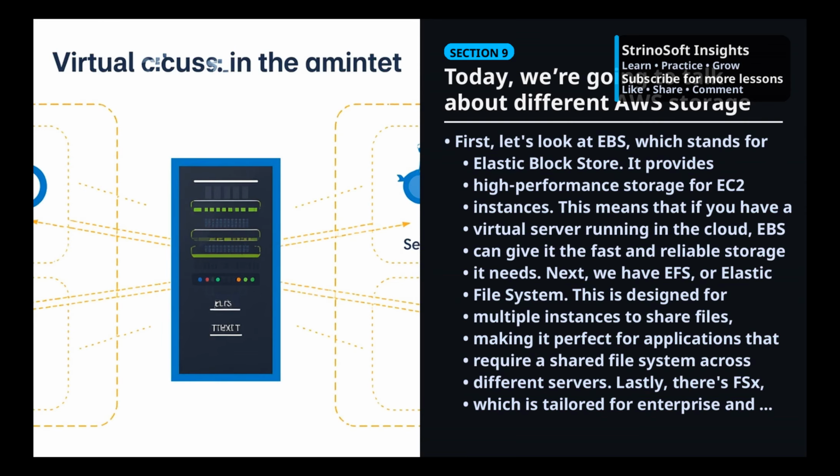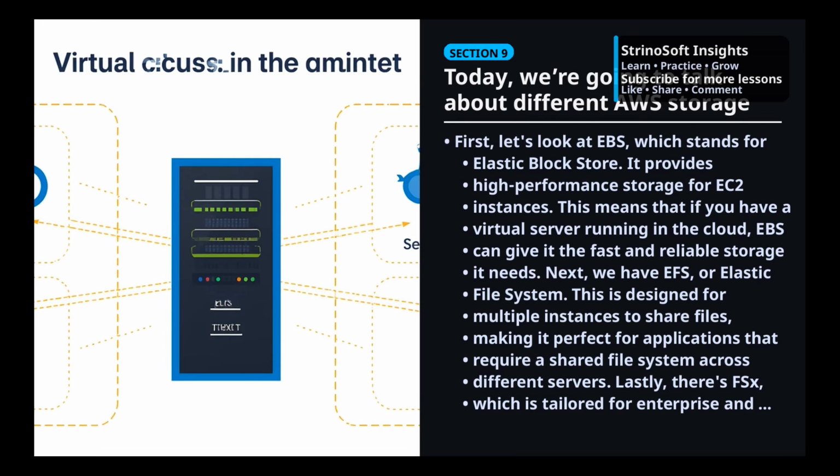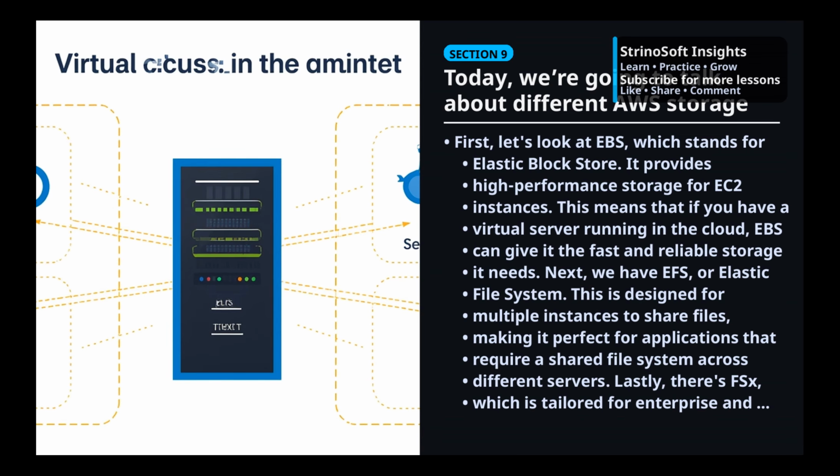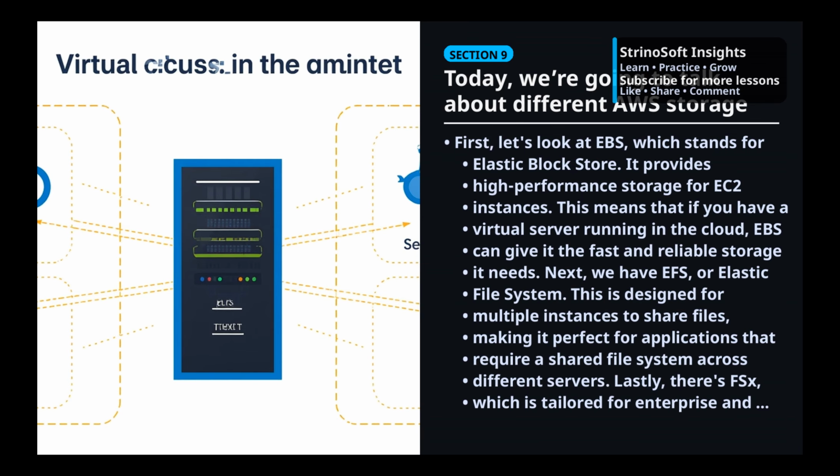First, let's look at EBS, which stands for Elastic Block Store. It provides high-performance storage for EC2 instances. This means that if you have a virtual server running in the cloud, EBS can give it the fast and reliable storage it needs. Next, we have EFS, or Elastic File System.